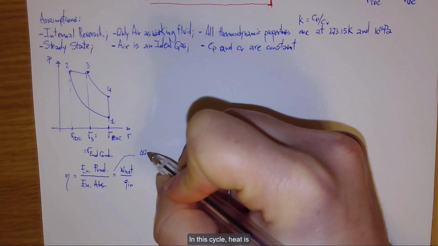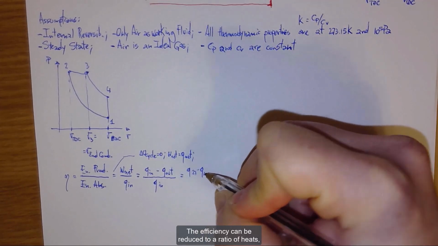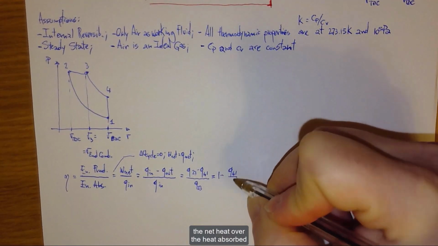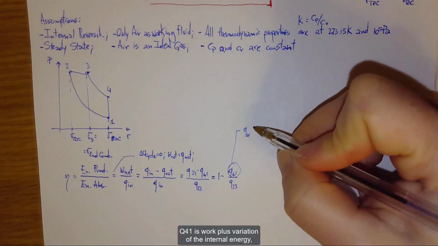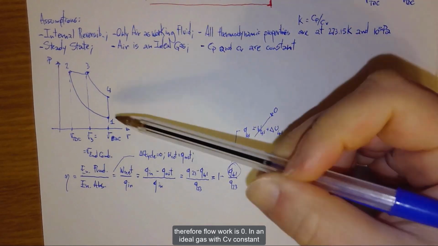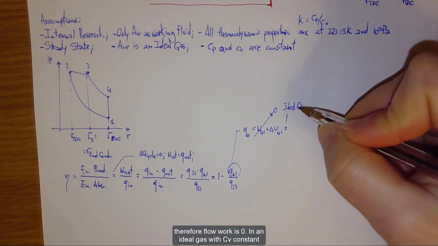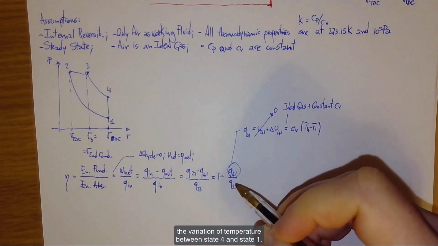In this cycle, heat is transferred in the transformation 2-3 and 4-1. The efficiency can be reduced to a ratio of heats, the net heat over the heat absorbed, and further to 1 minus Q41 over Q23. Q41 is work plus variation of the internal energy, but this transformation is at constant volume, therefore flow work is 0. In an ideal gas with Cv constant, according to the assumption, Q41 is Cv times the variation of temperature between state 4 and state 1.